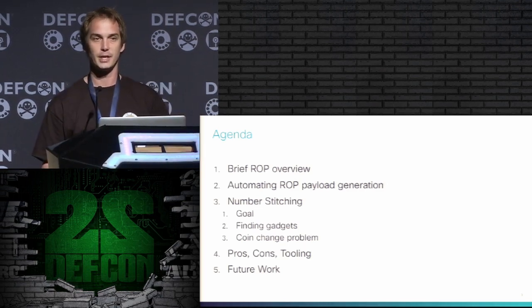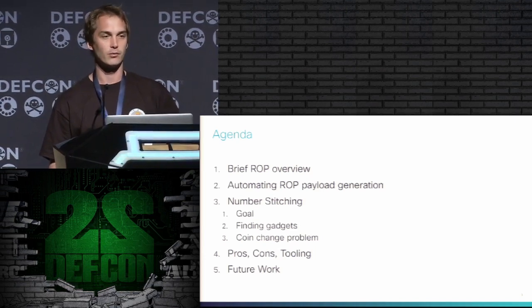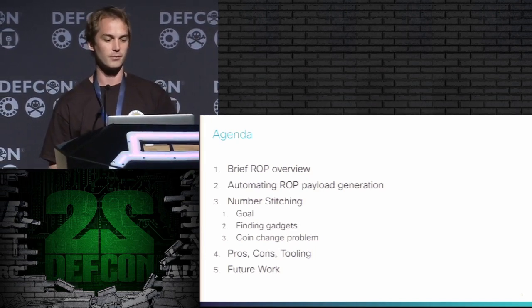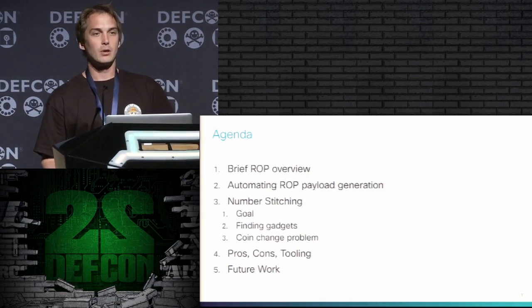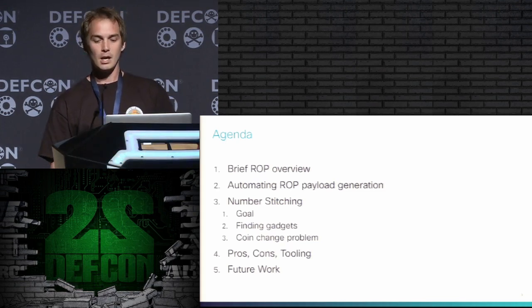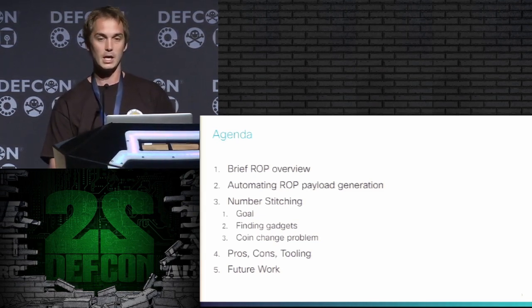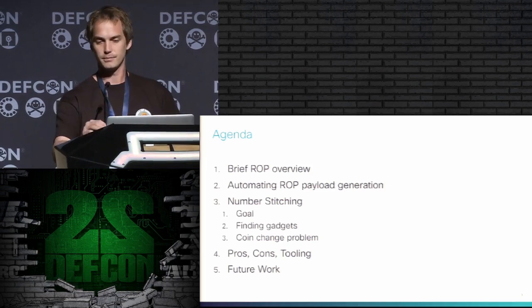Then I'll go into the core of the subject, which I've called number stitching, which is basically a possibly new way to generate ROP payloads from numbers instead of from strings. I'll go through the goal, what I was trying to achieve and why I did it, how I found the gadgets, and the core of the problem, which is the coin change problem, which I'll get back to later. And then I'll have a quick chat about the pros, the cons, the tooling that I'm releasing, and any future work.